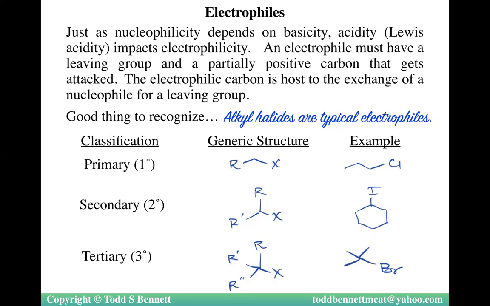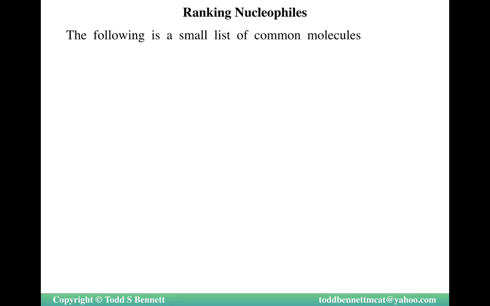Okay, the point being, attached to 1 carbon, 2 carbons, 3 carbons, not very crowded at all, a little bit on the crowded side, highly crowded. And so that's going to impact how the reaction goes and how the electrophile will behave and how the nucleophile will interact with it. Okay, so time to rank the nucleophiles based not on size, but on their ability to attack, which will be their ability to share an electron pair.